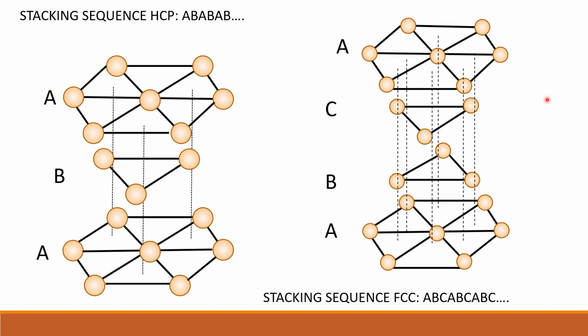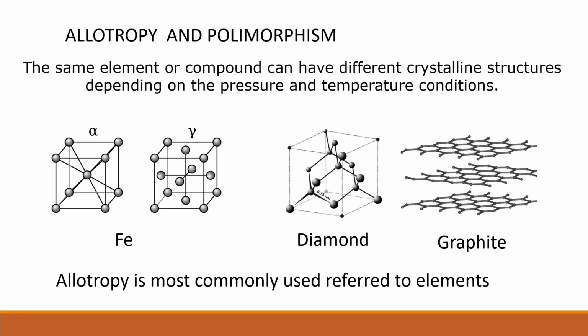Also, this is the origin of part of the allotropy or polymorphism that occurs in many materials. So we come to this concept of allotropy and polymorphism, and we talk about allotropy and polymorphism when the same element or the same compound can be present in different crystalline structures, depending on the pressure, temperature conditions, growing conditions, a lot of parameters.